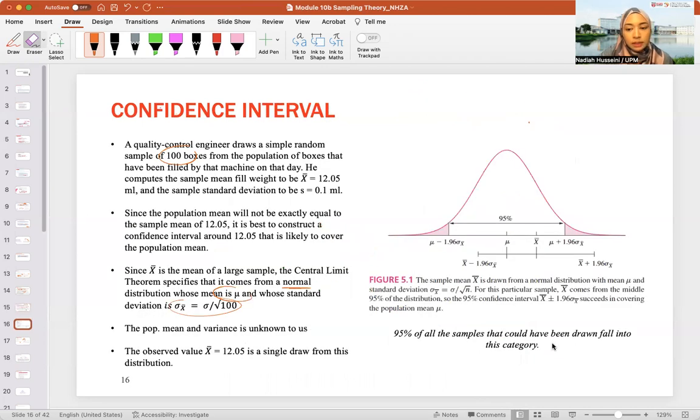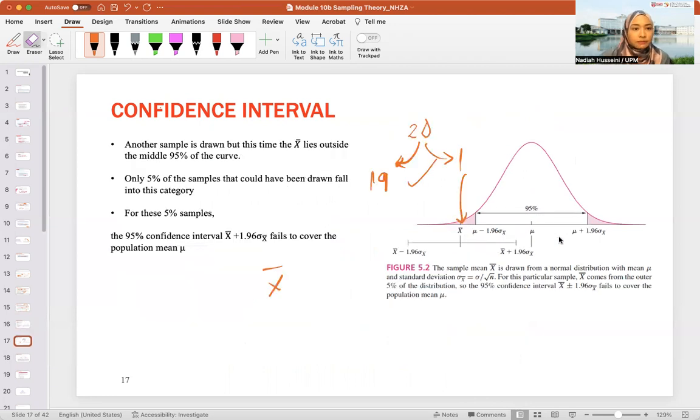And then we talked about what if the sample mean is within the 95% confidence interval. Therefore, your sample mean would cover the population mean. And sometimes, 5% of the time that we sample, the sample mean would fall outside of the 95% interval. So for 5% of these samples, the 95% confidence interval will not cover the population mean mu. So sometimes it works, sometimes it does not. That's just how data is.